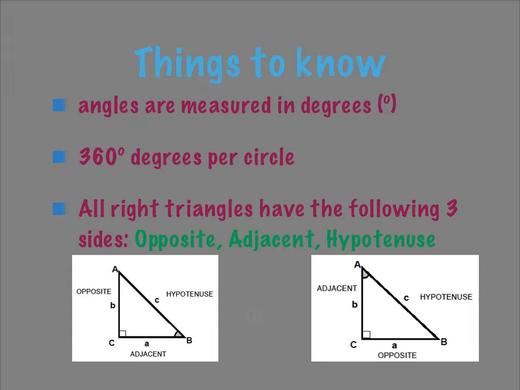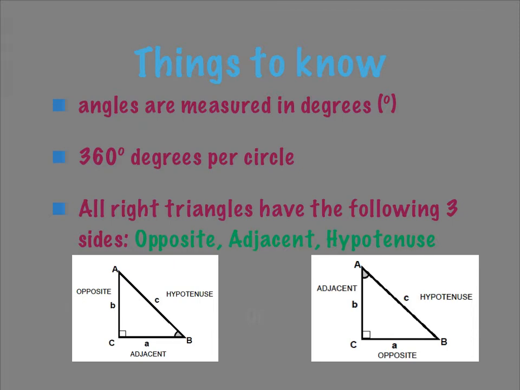Also, the most important thing about right triangles is that they have the following three sides. The sides are labeled opposite, adjacent, and hypotenuse. Now the hypotenuse is a funny word, but it's the easiest to remember. It's the longest side in a right triangle. So it's usually the diagonal in any triangle that we're talking about. That is typically the longest side.